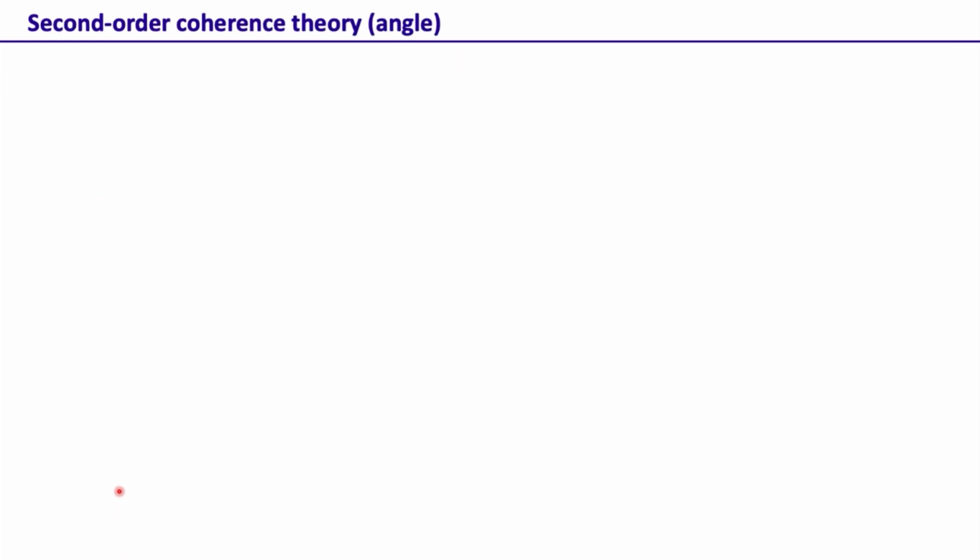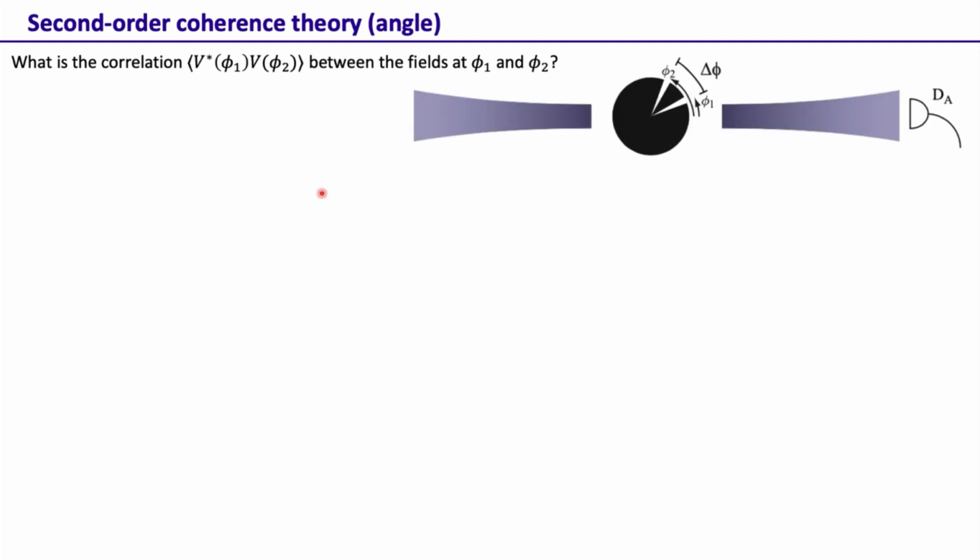Now today we are going to study coherence, or second order coherence, in the angle domain. Now what do we mean by that? Again we start with a similar question: what is the correlation between the fields V star of phi 1 and V of phi 2, at phi 1 and phi 2, and by phi 1 and phi 2 I mean this.